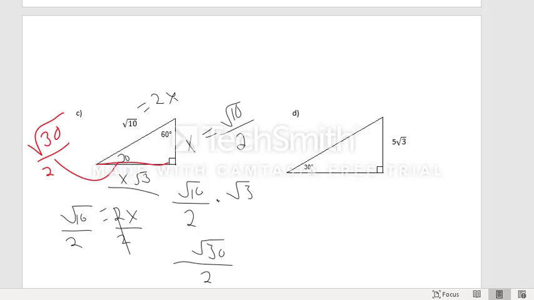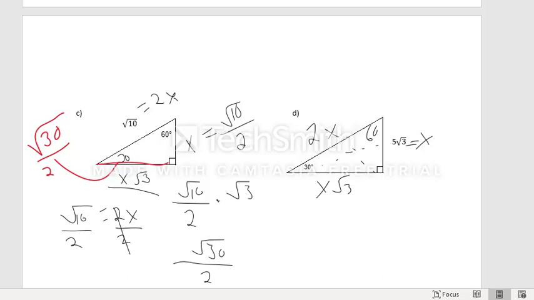Again, you can go through and see if this has any perfect square factors. I don't think it does. Nope. So we'll leave it as that. All right. And our last one. Label your sides. This side is x. The hypotenuse is 2x. The opposite, the 60, is x times the square root of 3.